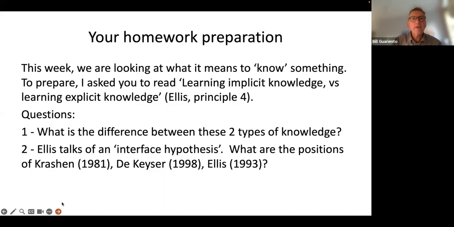Okay, thank you. Now we're going to move on today to our focus for today's lesson, and for preparation, we're looking at what it means to know something. To prepare, I asked you to read Learning Implicit Knowledge versus Learning Explicit Knowledge. So the first question is, what's the difference between these two types of knowledge? Okay, so who feels happy to answer this? Asil, you have your hand up.